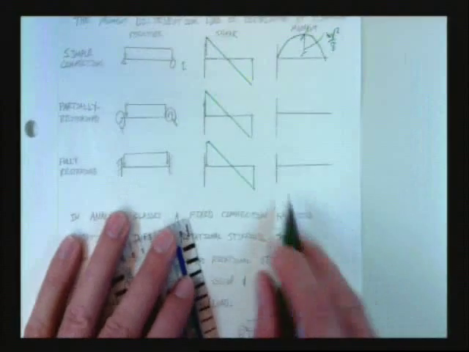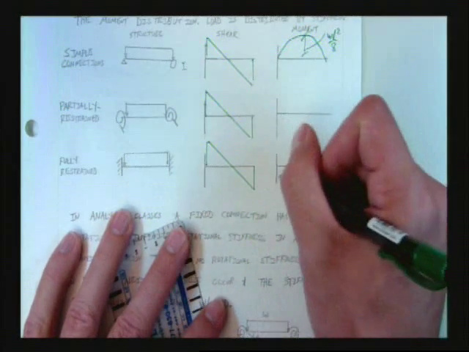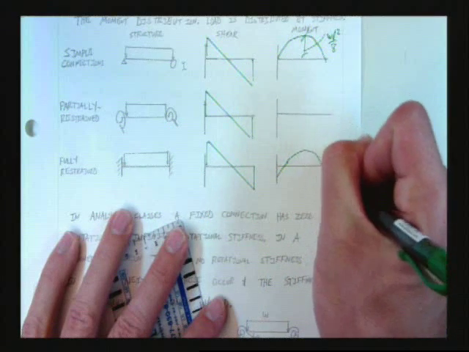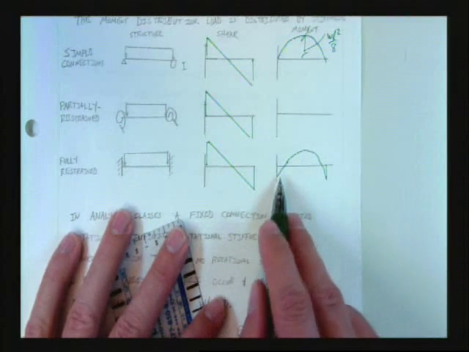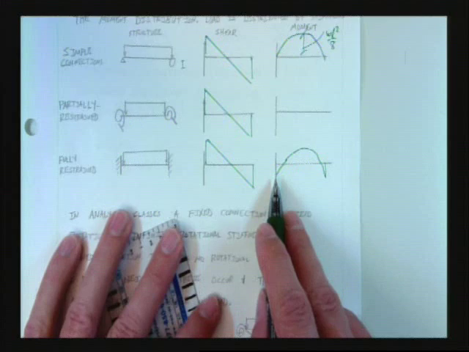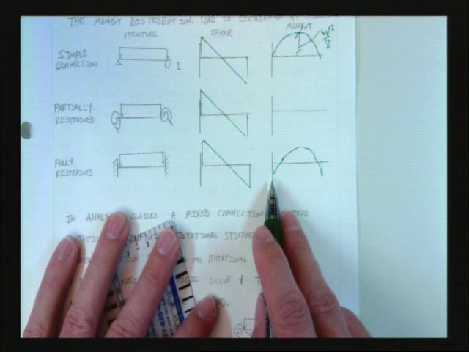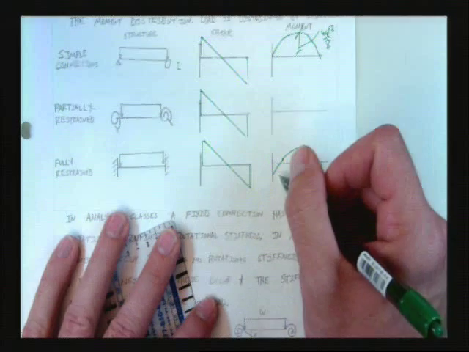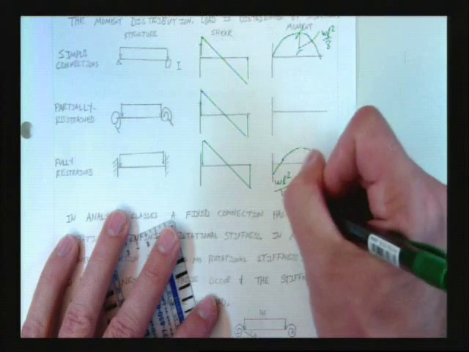How about this one? What's it going to look like? Same thing, but shifted down. That's right. Invert the parabola. What are the values? Is it higher in the middle or at the edge? What's the value at the edge? WL squared over 12. What's it at the middle?